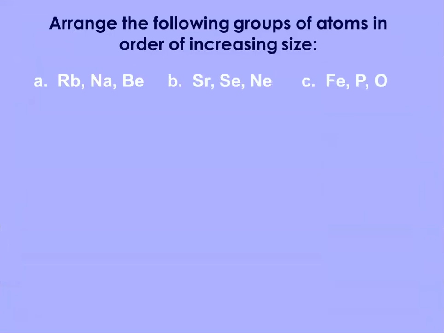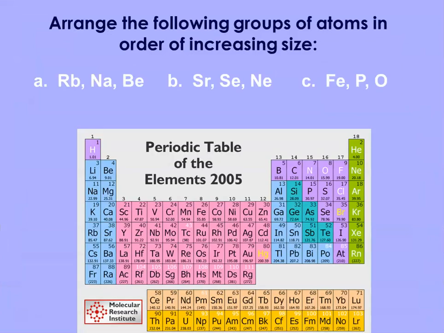So here are some examples. We're going to rank these based on size. So we're going to find them on the table. Rb is number 37, sodium's number 11, beryllium's number 4. If you are increasing in size, you're going from smallest to largest. Remember, we get larger going down a group and smaller going across. So there's more shielding present with rubidium. So that would be my largest atom of these 3.